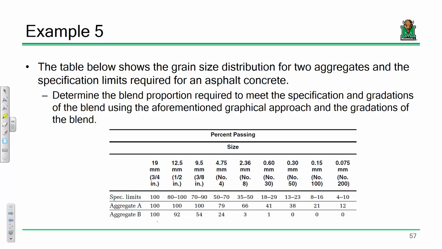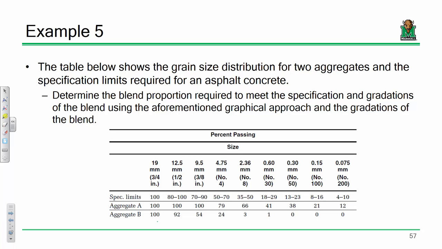So here's the specification limits. And take a look at any one of these. For instance, take a look right here, the 3/8 inch. The percent passing has to be somewhere between 70% and 90%. Now, aggregate A, 100% passes, so it's too fine. Aggregate B, 54%, is too coarse. Either one of these aggregates doesn't meet the spec.